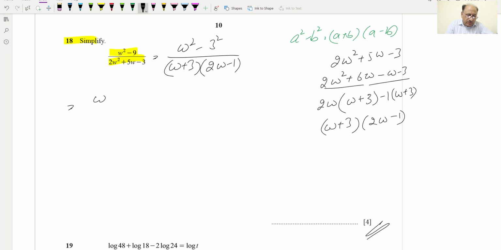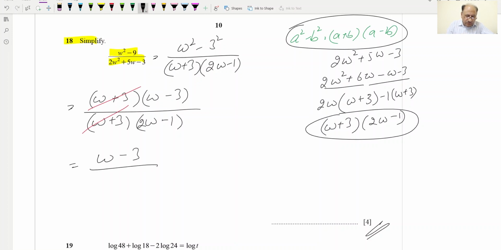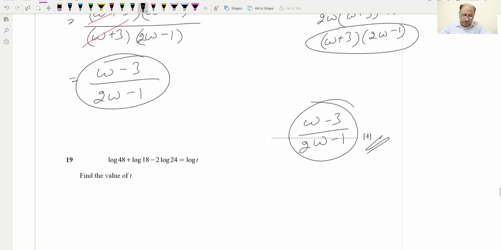Now we can write w plus 3 in the numerator by this formula, and this will be the denominator, we are writing this one, w plus 3 and 2w minus 1. So these two terms will be cancelled, and remaining will be w minus 3 over 2w minus 1. This will be our final answer, which we can provide over here. This is a 4-mark question, which is done.